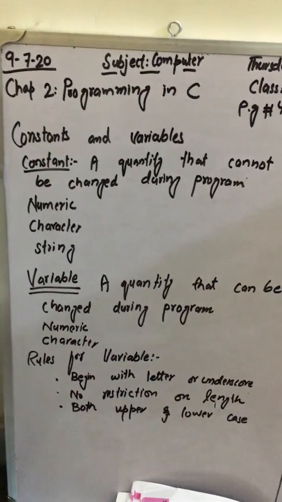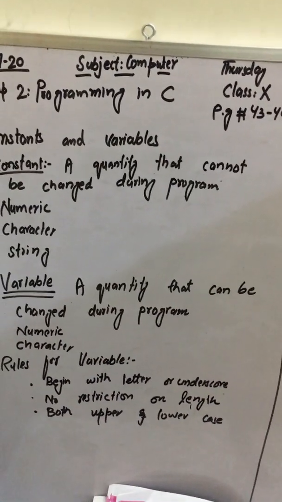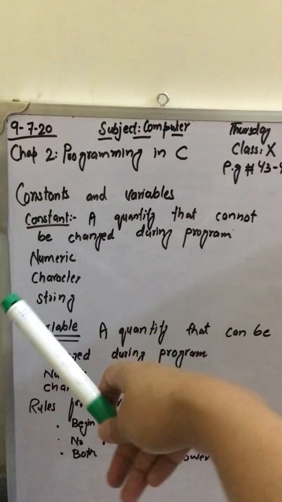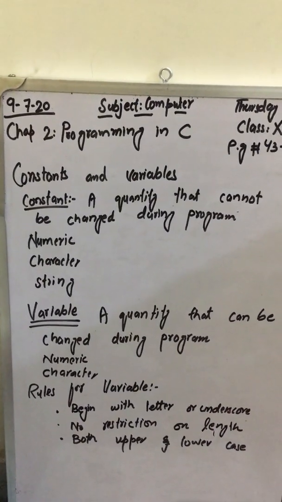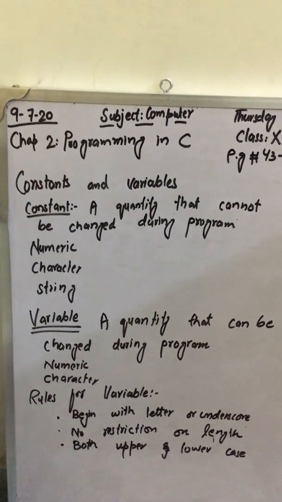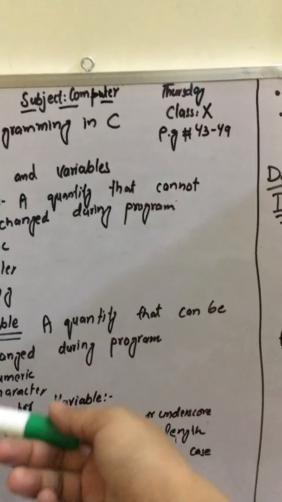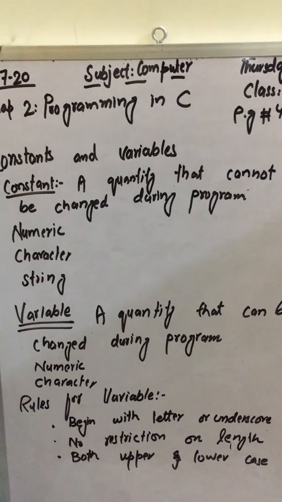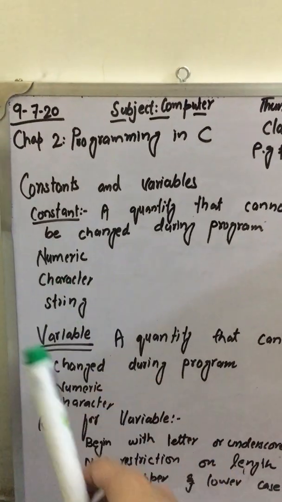So the first question arises, what is a constant and what is a variable? As we already know from our maths concepts, a constant is a quantity that cannot be changed during the program. For example, in maths, when we take a constant, its value cannot be changed. And a variable, as the name indicates, is a quantity that can be changed during the program execution. Variable means vary. Its value can vary.